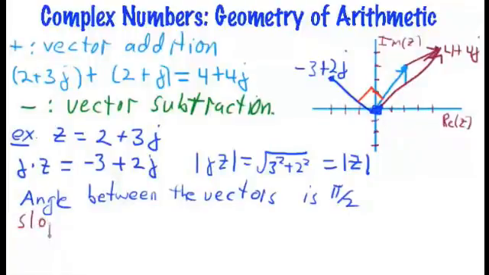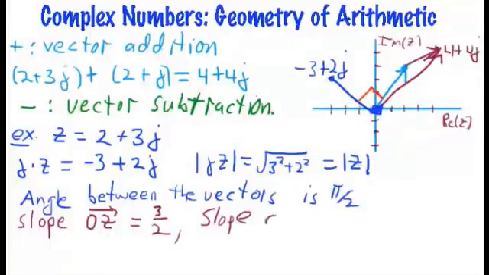It's easy to see that the slope of the line through the origin and z is 3/2. That's because the point z is 2 plus 3j. Over 2 and up 3 is slope 3/2. What about the slope through the origin and jz? Well, that slope's also easy to see. You're over minus 3 and up 2. So the slope is minus 2/3. Now what can we see? The slopes are negative reciprocals.